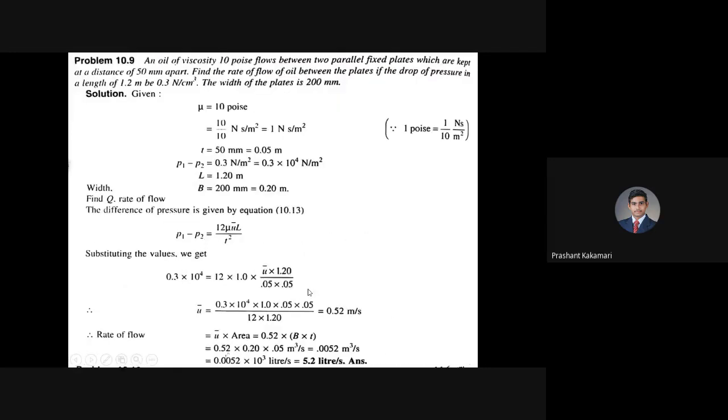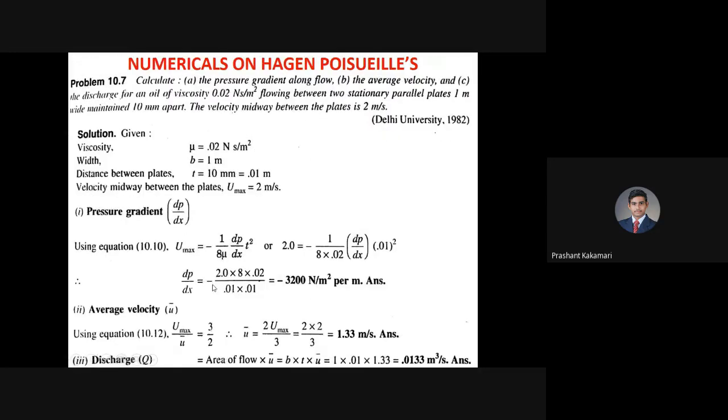Okay. So once this dP value, or the Umax value, is known, the average velocity, which is asked in the problem, can be found between the parallel plates by using this relation, 3 by 2. If it is a circular pipe, I have to write Umax by U bar is 2. So by this relation, I can find the average velocity between these two parallel plates is 1.33 meter per second. This is the average velocity.